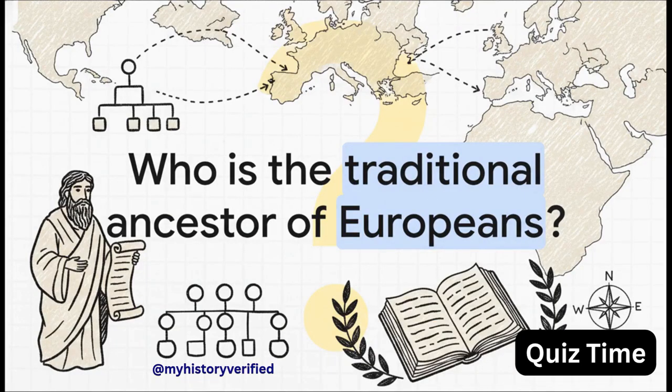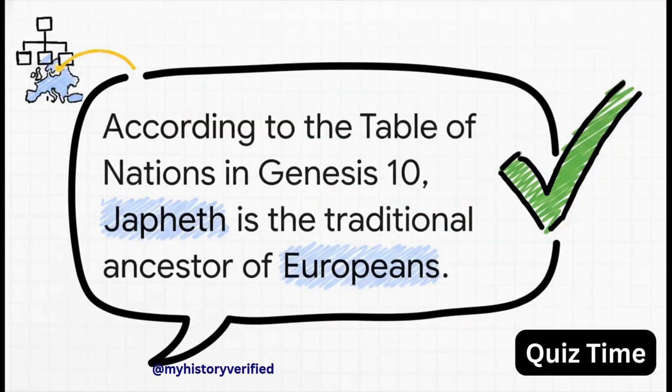All right, first question. According to the Table of Nations in Genesis 10, who is considered the traditional ancestor of Europeans? Is it A, Shem, B, Ham, C, Japheth, or D, Canaan? And the correct answer, according to this specific research archive, is Japheth. This is a really key starting point for the rest of the theory.